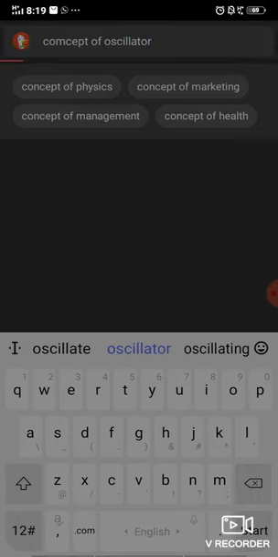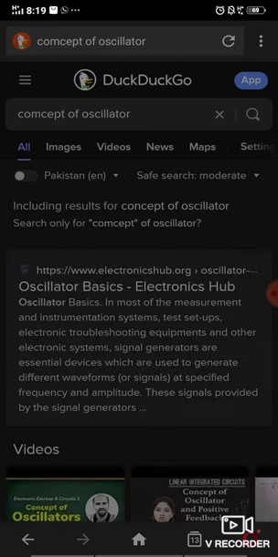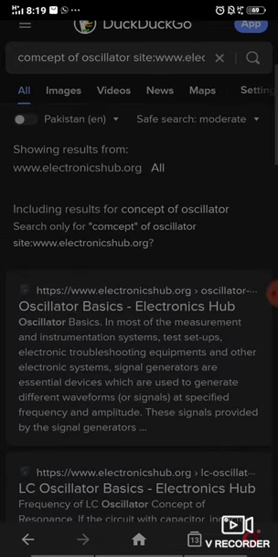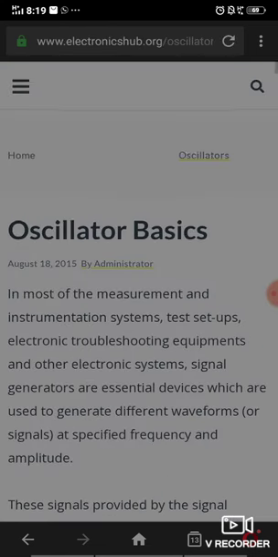Oscillator. So we type concept of oscillator and search it. So here we open first link or first website. Here we discuss in detail oscillator basics.